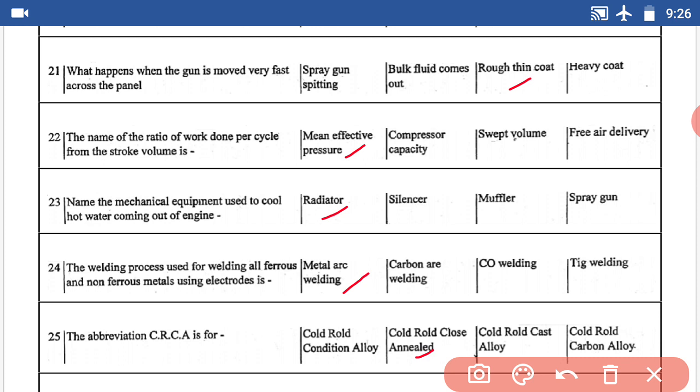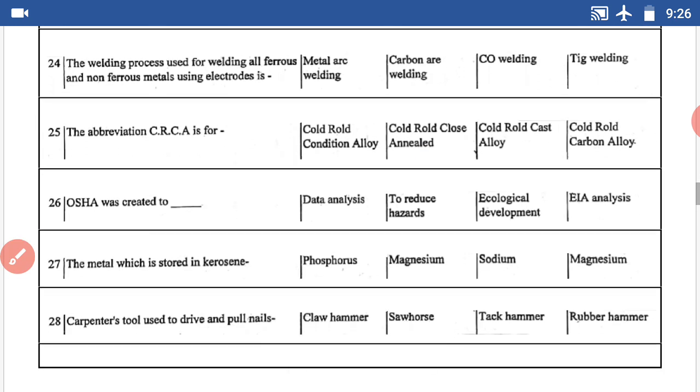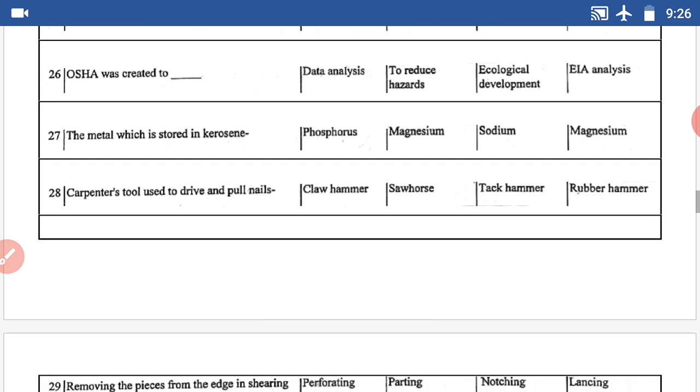Question number 26. OSHA was created to dash. This question's answer is B, the correct answer: to reduce hazards. Option B is the correct answer.